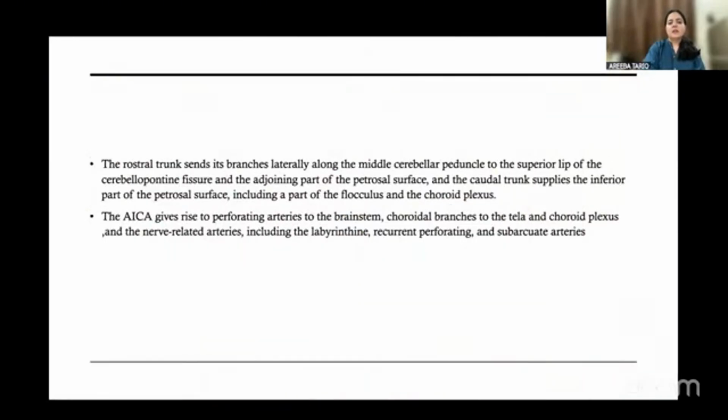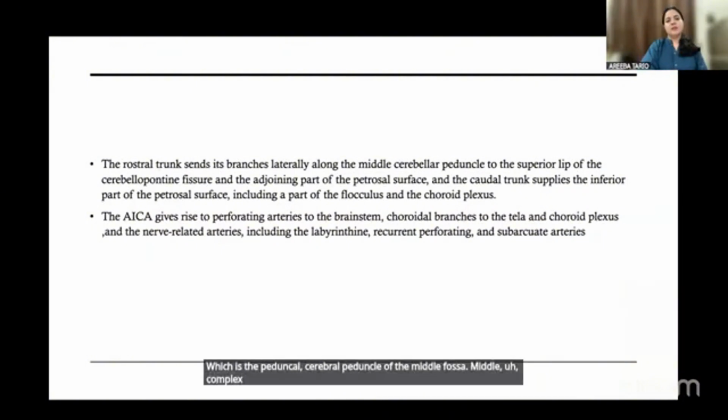Now, the rostral trunk usually sends its branches laterally along the middle cerebellar peduncle, to the superior lip of the cerebellopontine fissure and the adjoining part of the petrosal surface. The petrosal surface is the surface of the cerebellum that is supplied by the ICA. And the caudal trunk supplies the inferior part of the petrosal surface, including a part of the flocculus and choroid plexus, the structures that are present on the petrosal surface.